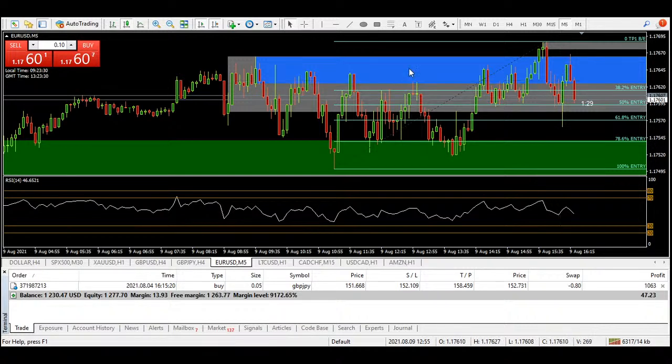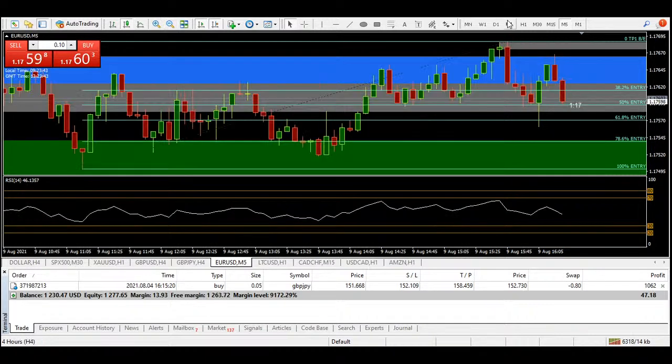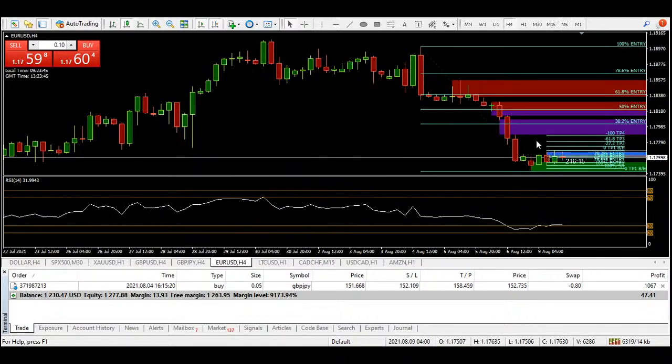We did have this breaker structure on the 5 minutes. So we broke through all of this. So I do think this is going to go up. I do still think that this is going to go up. They'll eventually fill these imbalances and come and test this zone here on the 4 hour. This 50%.